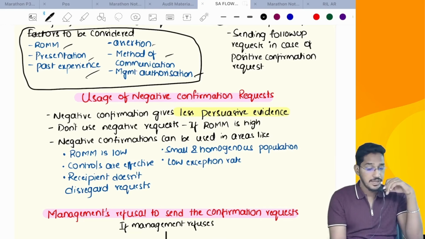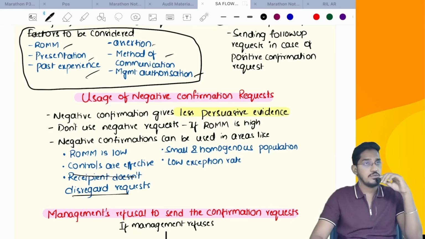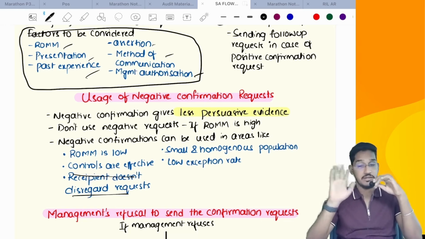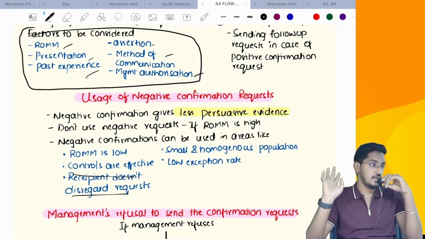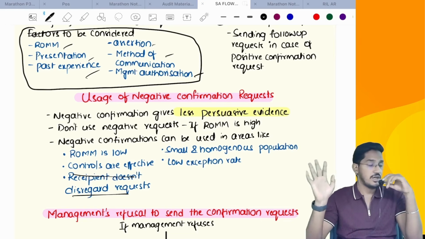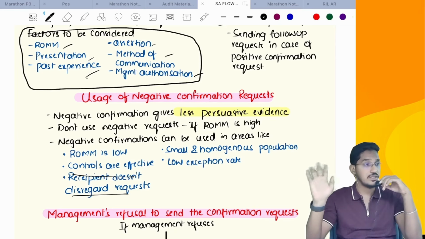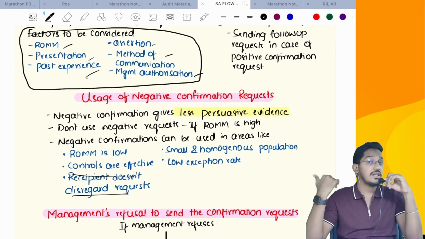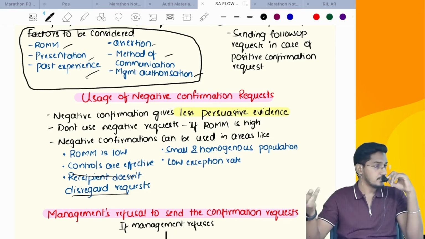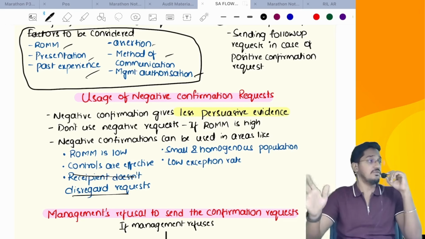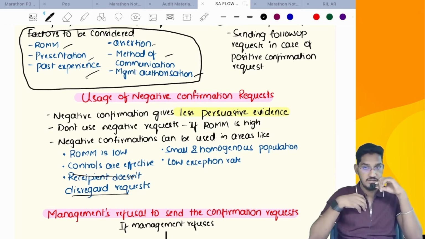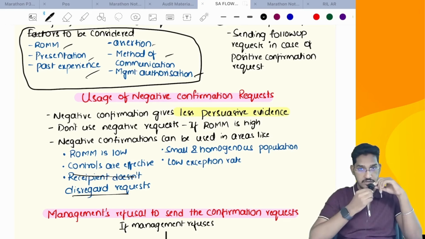And also, the recipient doesn't disregard the request. What do you mean by this? As an auditor, you know the recipient very well, that if I send a message, he will definitely respond. If something is wrong, he will definitely respond. He's not a person who will ignore the messages and mail. If you know that third party very well, then also you can send a negative confirmation request. If you trust him so well that he will definitely look at the mail, and if he finds something is in problem, definitely he will reply, that much confidence if you have on the third party, then also you can send a negative confirmation request.